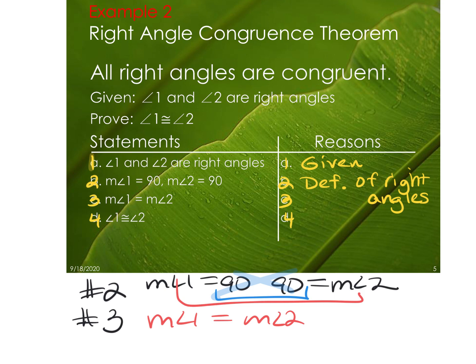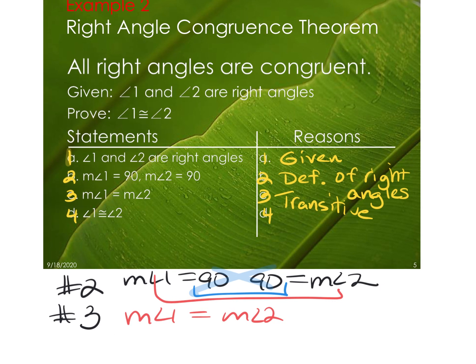So step number 3 is transitive, or you could also call this substitution.